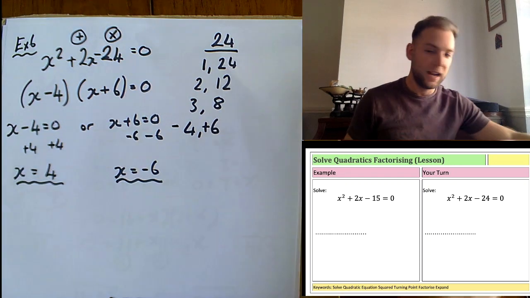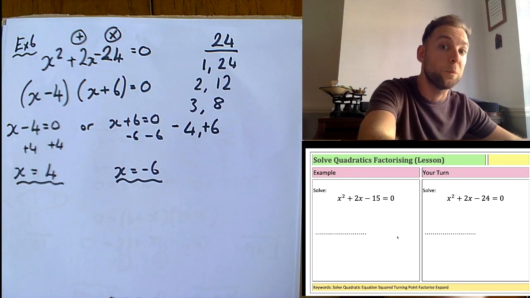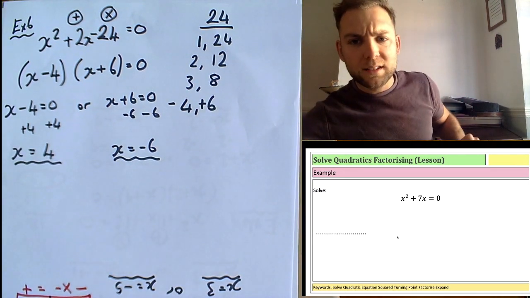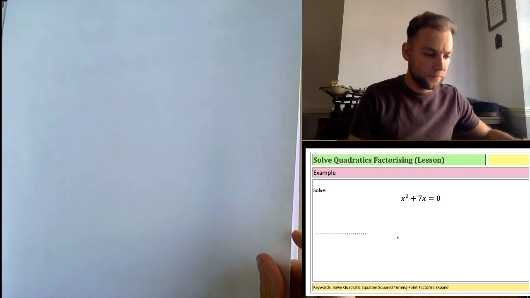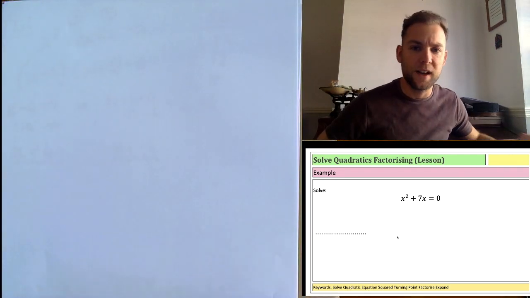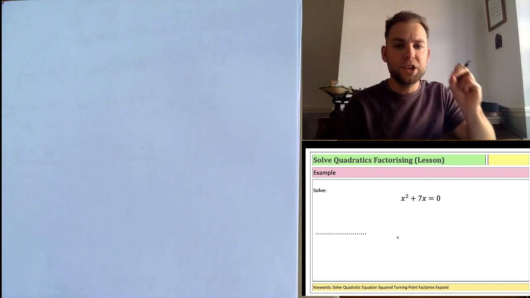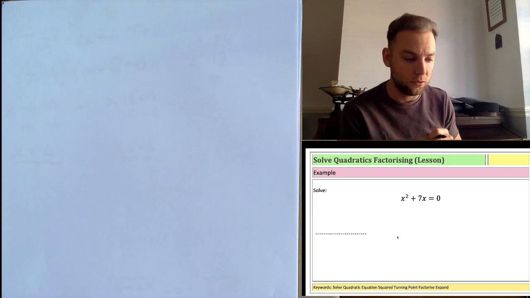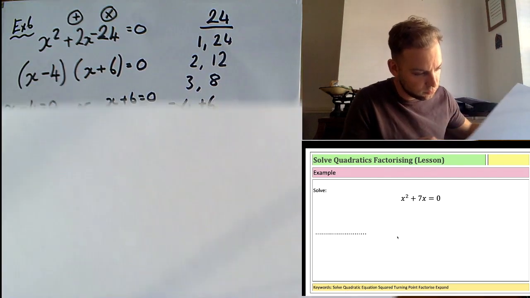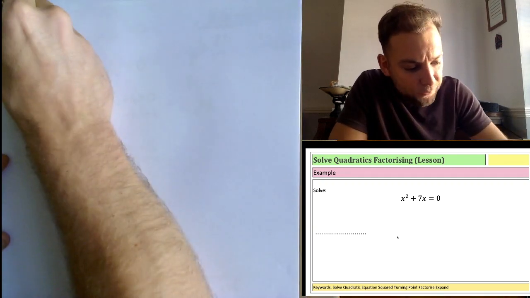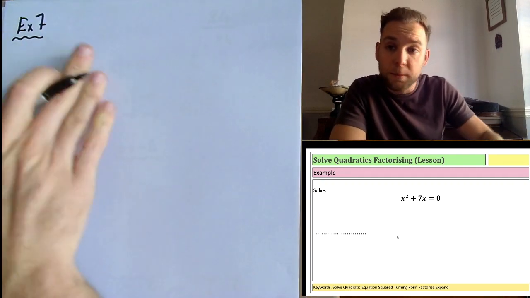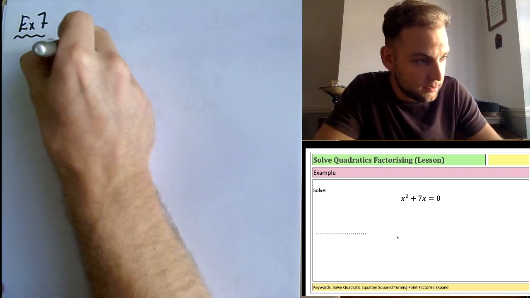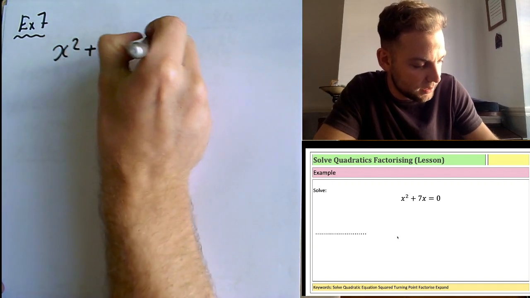Okay, let's step it up a bit. So what's different about this question here? Well, the thing that's different is the fact that there's no number on the side. So actually, when we're factorising this, we're not using the normal techniques that I would usually use. This is example 7. Definitely worth getting this one in your notes because a lot of people forget this one and don't remember how to do it. But what we're doing here, x squared plus 7x is equal to 0.